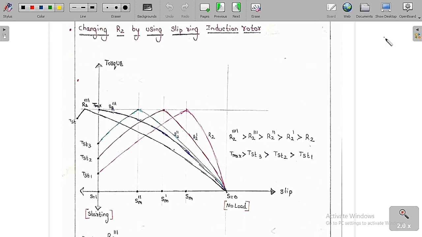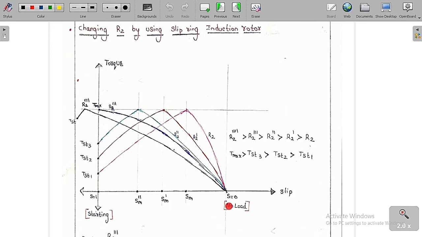Now you will see the change in the graph of torque with respect to slip. As I have already told you, this is the torque and this is the slip. Whenever the slip is equal to 0, the rotor speed is equal to synchronous speed under the no load condition. Whenever the slip is equal to 1, the rotor speed is equal to 0, which is said to be the starting condition or standstill condition. Now Sm is the slip at which we get the maximum torque in the induction motor.